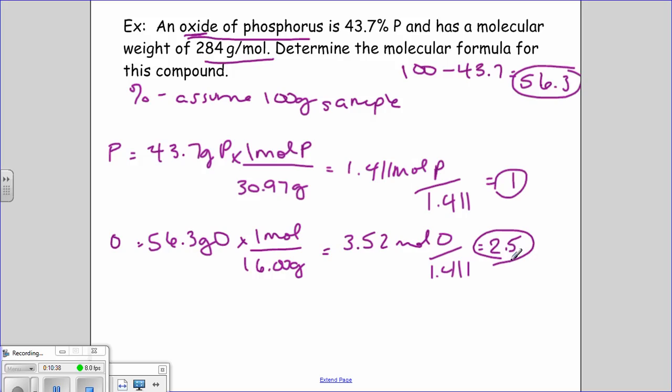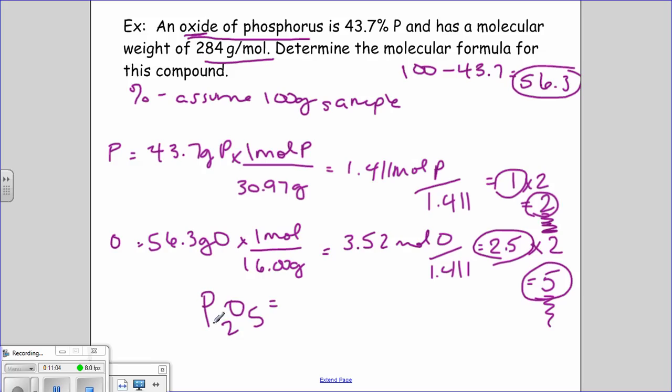Okay, I can't have a non-integer, so I have to multiply both of these ratio numbers by some number to make whole numbers. If I have a 0.5 value, I multiply both of these by 2. So now I have phosphorus is 2, oxygen is 5. So these new numbers here are my subscript numbers. So I get phosphorus 2, oxygen 5.